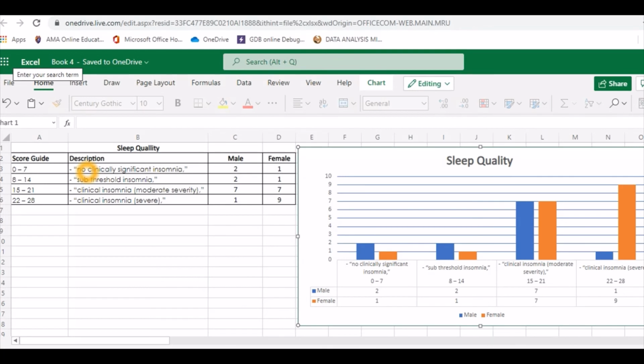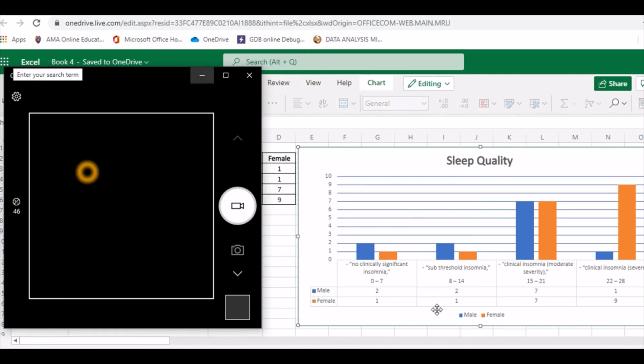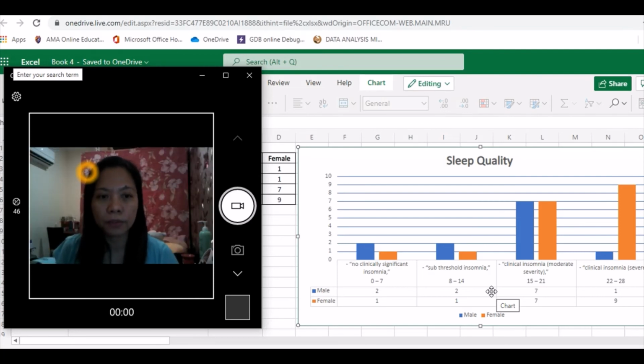And then on the second score category, which is 8 to 14, still the male population has a higher count when it comes to sleeping. So that is a score for sub-threshold insomnia. Only a lesser population of females have a better sleep.